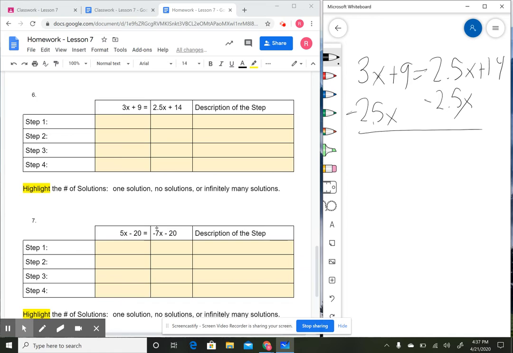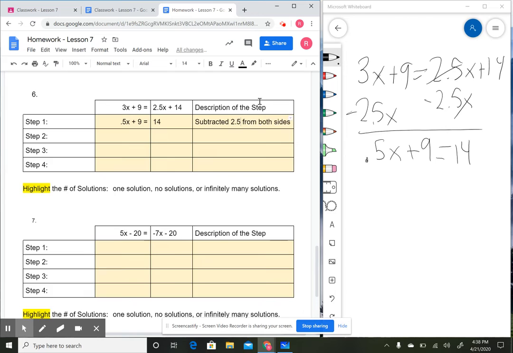So this is like 3 minus 2.5 would be 0.5x plus 9. Cross these two out, is equal to 14, right? So now I'm going to write that down. What I did was I subtracted 2.5x from both sides. So you have 0.5x plus 9 is equal to 14. So subtracted 2.5x from both sides.